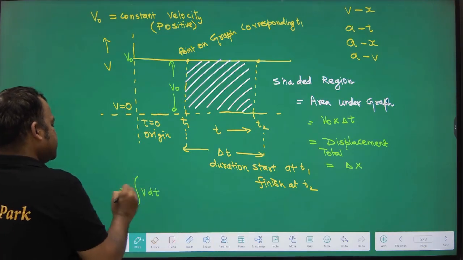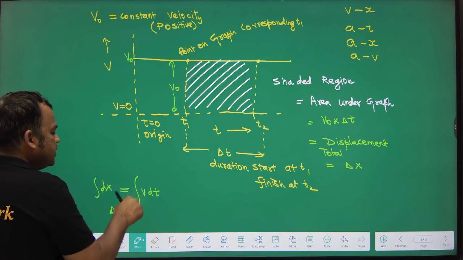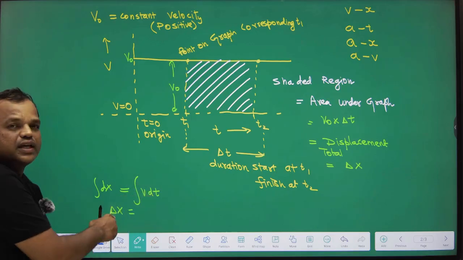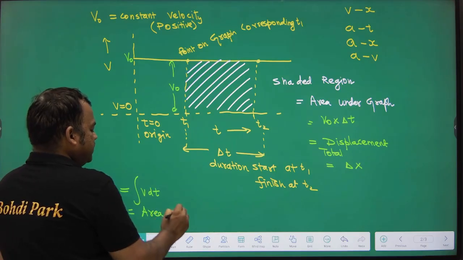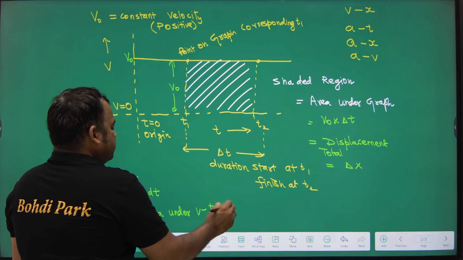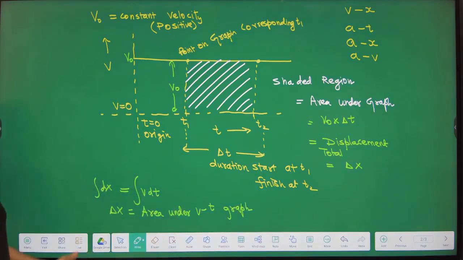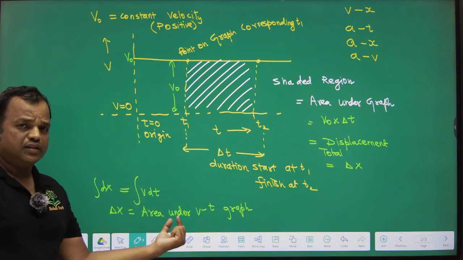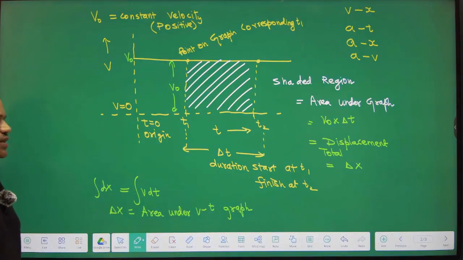So the integration of v dt, which is integration dx, and integration of v dt, which is delta x, is the area under the velocity time graph. So we can use this concept of area under the graph for velocity time graph. So let's solve one question.